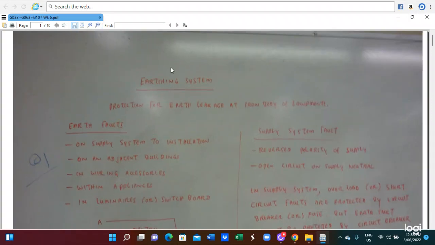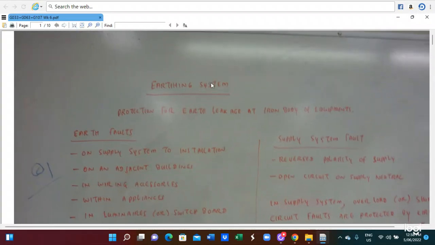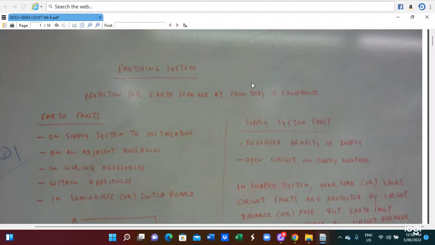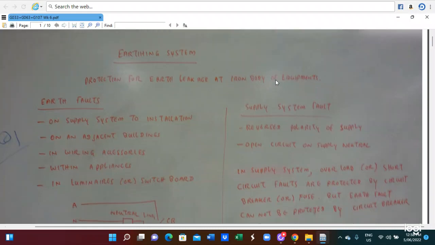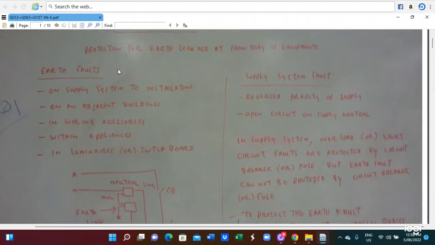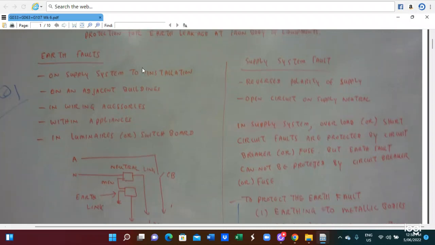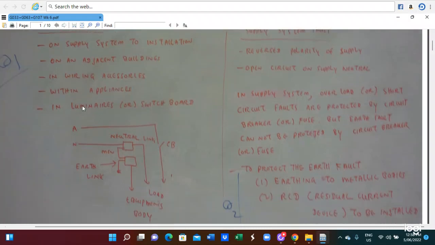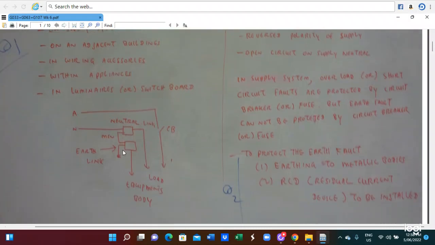Then we're talking about the earthing system. Protection for the earth leakage at the iron body of the equipment is important. In this case, we need to protect against earth faults on the supply system, the installation, the adjacent building, the wiring accessory, within the appliance, and the luminaire or the switchboard. So this is the earthing system, MEN.